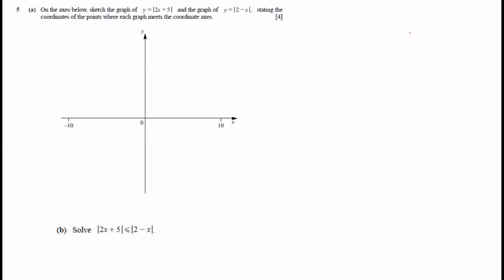So now question 5. On the axis below, sketch the graph of y equals absolute 2x plus 5. This is in absolute, so anything which is under an absolute, let's suppose it is negative 5, it is going to come out as positive 5. And the graph of y equals absolute 2 minus x, again it's in absolute, stating the coordinates of the points where each graph meets the coordinate axis.